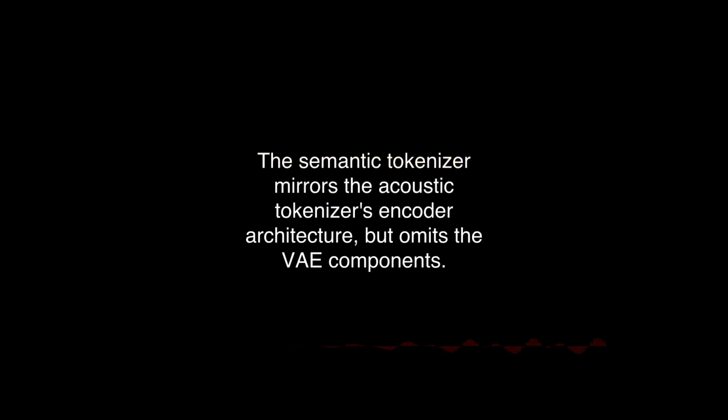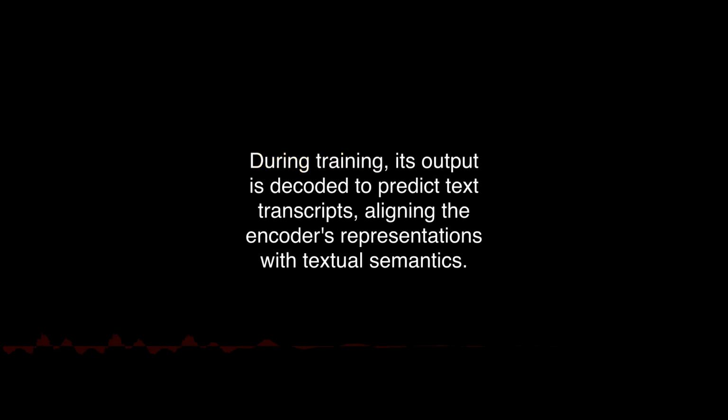And what about the semantic tokenizer? How is it trained and what's its main function? The semantic tokenizer mirrors the acoustic tokenizer's encoder architecture, but omits the VAE components. Its main function is to extract content-centric features, trained using ASR as a proxy task. During training, its output is decoded to predict text transcripts, aligning the encoder's representations with textual semantics.